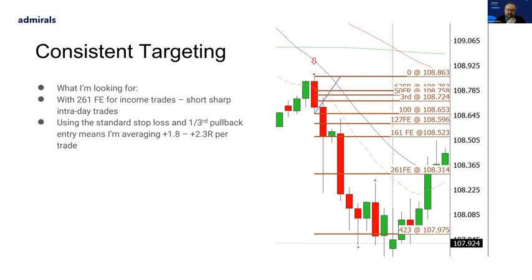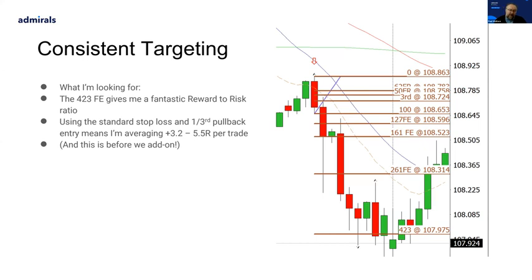And then I basically use a standard stop loss and that third pullback. What that means is that, depending upon the instrument and the time frame, I'm averaging about 1.8 to 2.3 R per trade. So remember what I was saying, it doesn't really matter how many pips, that's one unit of risk, but I'm always looking to generate an asymmetric reward to risk ratio. If I'm risking one and averaging, for the sake of simple sums, 2 to 1, that means I've got a nice simple way to trade and achieve my asymmetric reward to risk ratios.